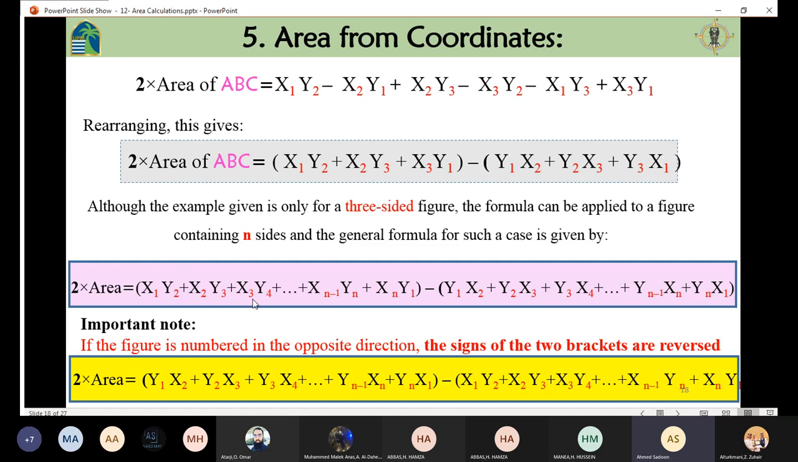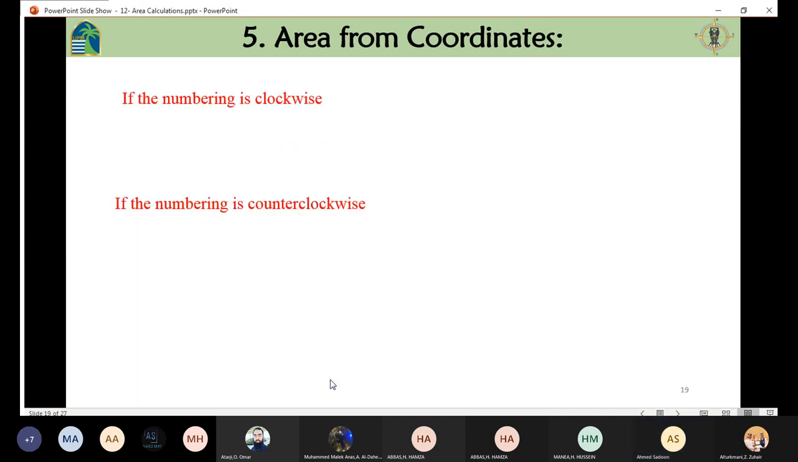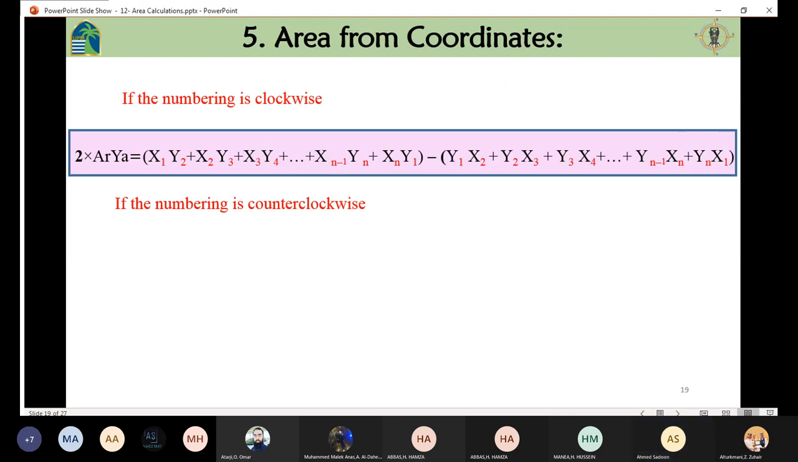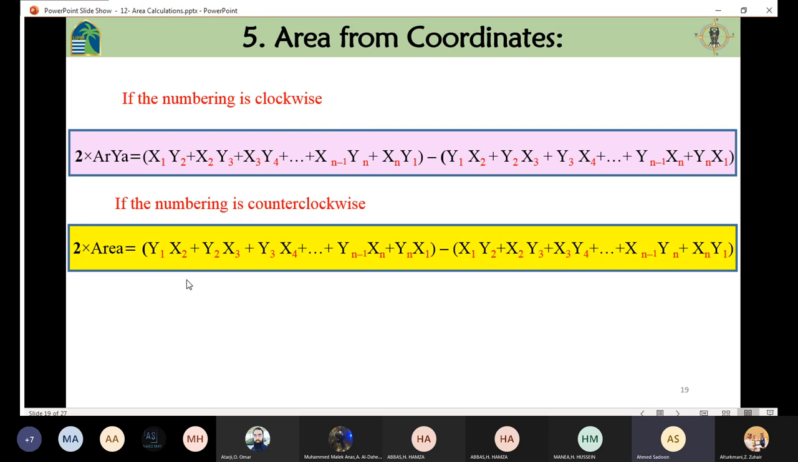So if you are counting clockwise, then you are going to use this formula. If you are going to count anticlockwise or counterclockwise, you are going to use this formula here with the yellow color. So in order to sum everything up, this formula if the numbering is clockwise, and this formula if the numbering is counterclockwise. In the case of clockwise, the xy summation is going to be positive. While if the numbering is counterclockwise, the yx summation is going to be positive, and the xy is going to be negative. Yx positive, xy negative.